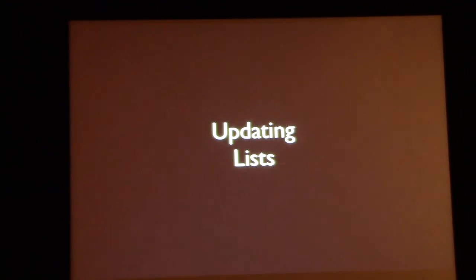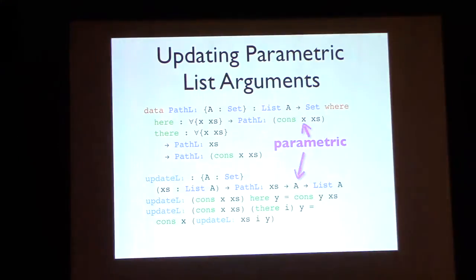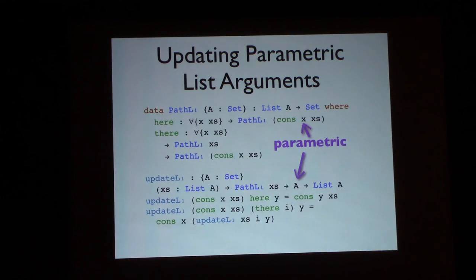And if we move on to updating lists, then first we're going to see two versions of updating lists. The first is updating the parametric arguments of a list. So in this case, the path index type in the here case can point to the x, which is the parametric argument of the list. And you can also see in the update function what we're going to take is an a, which is the parametric argument to replace at some position of the list.